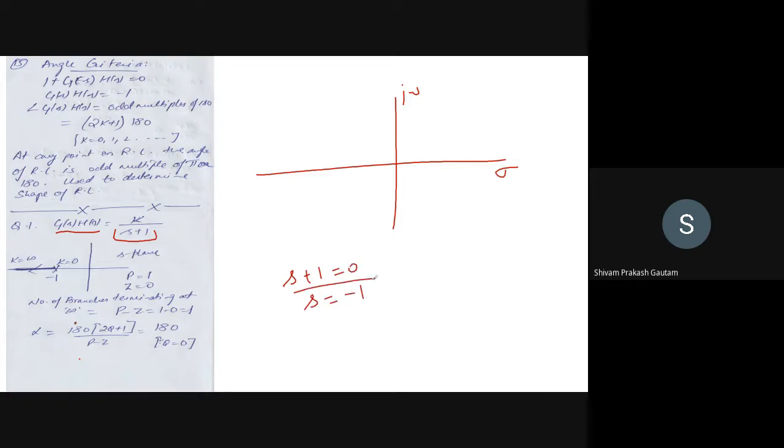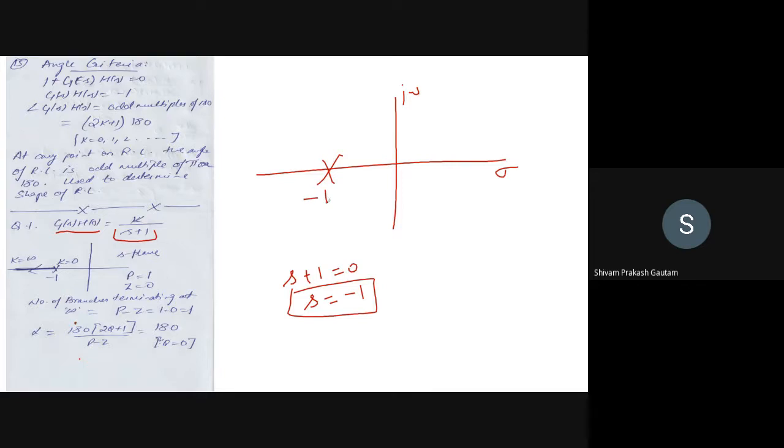Open loop transfer function has been provided to you, which is given by k upon s plus 1, right? So you have to follow all the steps. What is the first step? First step is to locate the poles and zeros. So you can see this is real axis, this is imaginary axis. How you can calculate the poles? You can calculate the poles by equating the denominator equal to 0, so that means s plus 1 is equal to 0. So this gives s is equal to minus 1. So we are having poles at minus 1, and there are no zeros, right? Let us suppose this is minus 1 point.